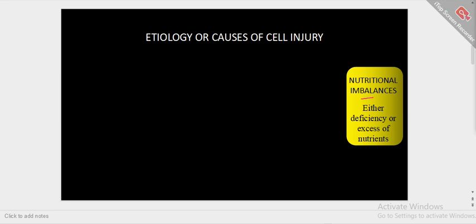Nutritional imbalances. It is either a deficiency or excess of nutrients, that is, either the person is malnourished or overnourished, which leads to cell injury and causes the person to become either obese or very thin.